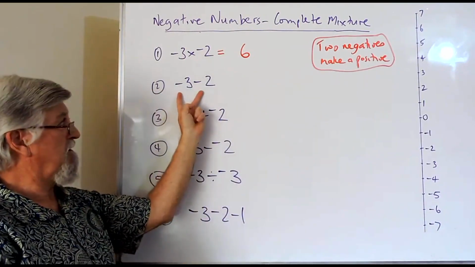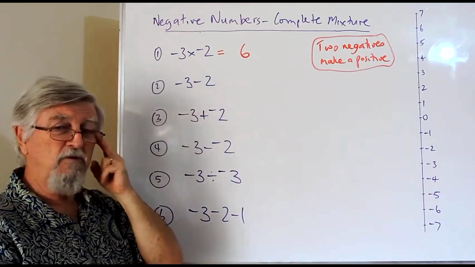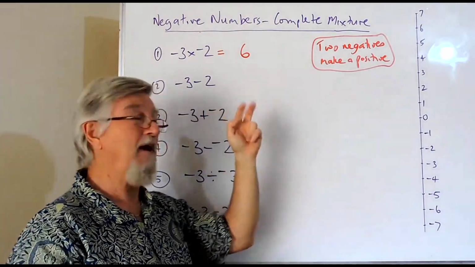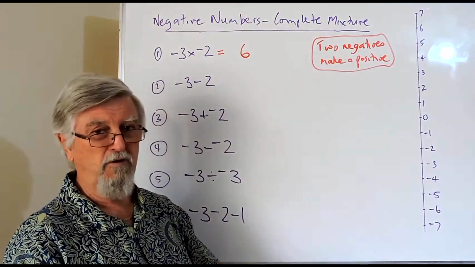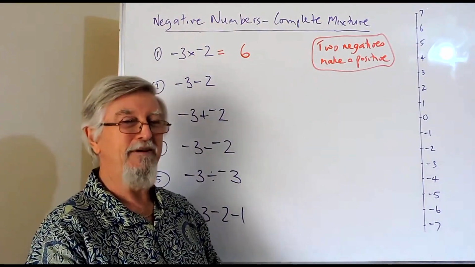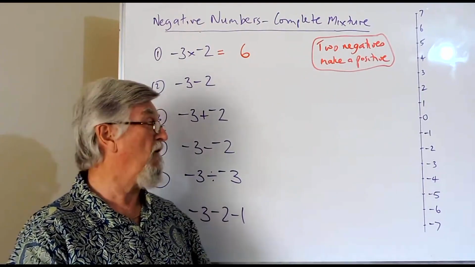This one though, these two negatives do not make a positive. If I came over to you and said, can I borrow $3 off you? And later in the day I say, can I borrow $2 off you? It wouldn't make sense to say you owed me $1. What's happened is I borrowed 3 off you, I borrowed 2 off you, I owe you $5.